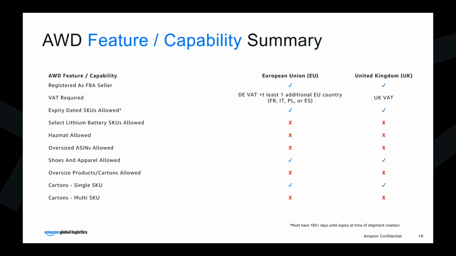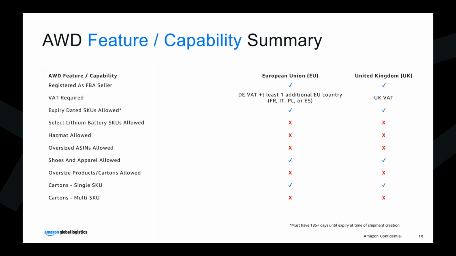Okay, looking at the AWD features or capability summary, you can see that we differentiate a little bit between the EU and the United Kingdom. Just want to go through this briefly. So you need to be an FBA registered seller to be using AWD. You need to have the VAT. For the EU, you need to have the German VAT, plus at least one other EU country, whether that's France, Italy, Poland, Spain, doesn't really matter, but you need to have 2 VATs from EU countries. For the UK, you only need the UK VAT.